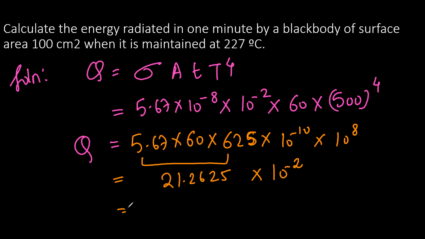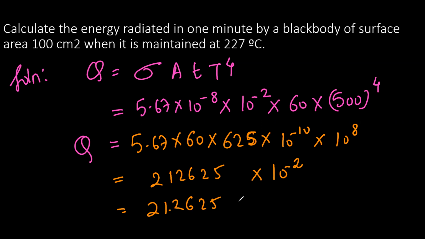Let's wait. The answer is 21.2625, and this is in joules. So this is the answer. How much energy is emitted? 21.2625 joules. This is the answer. Sure. Let's go for the third one.